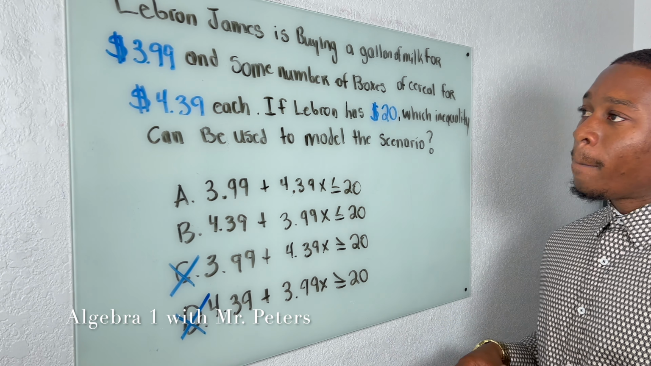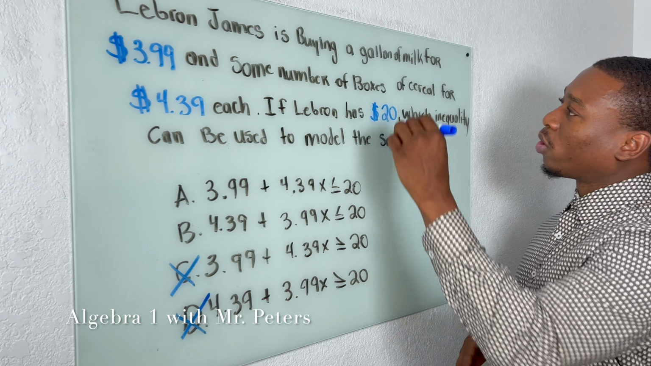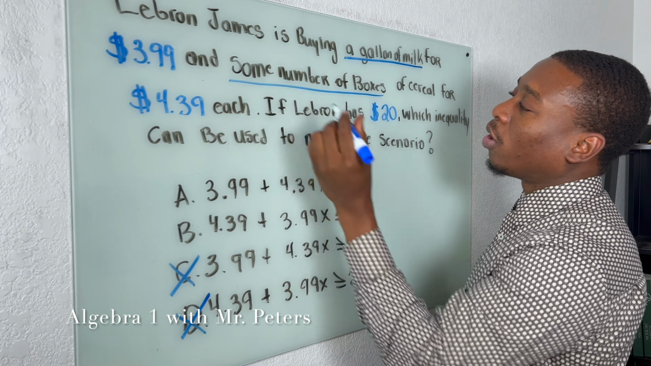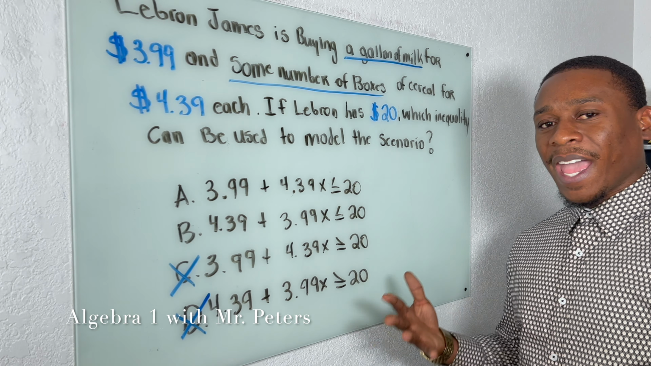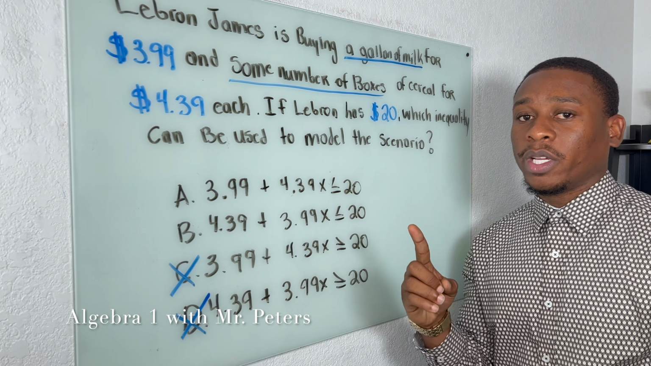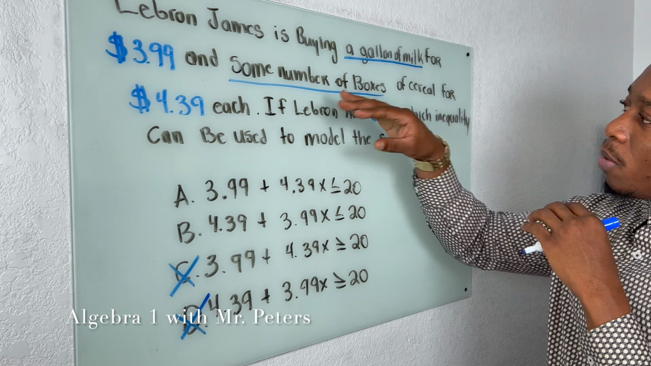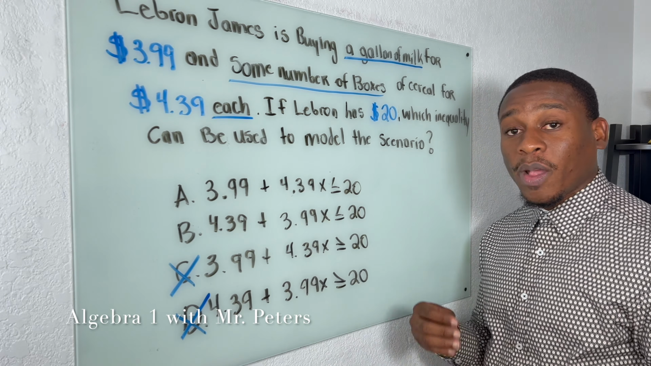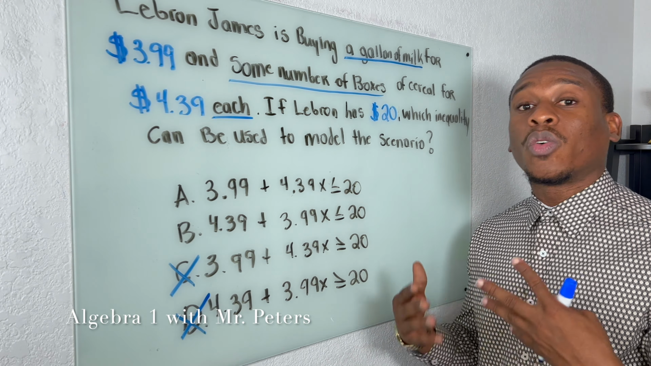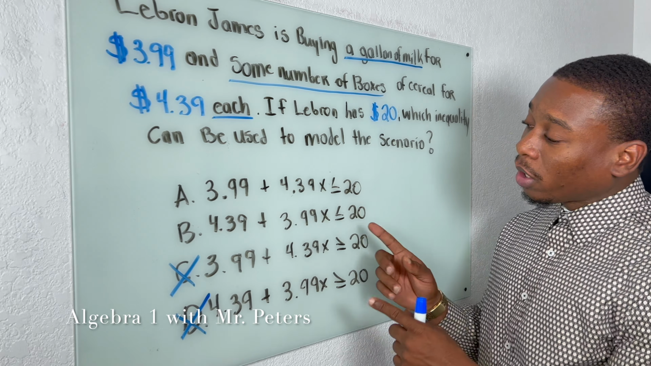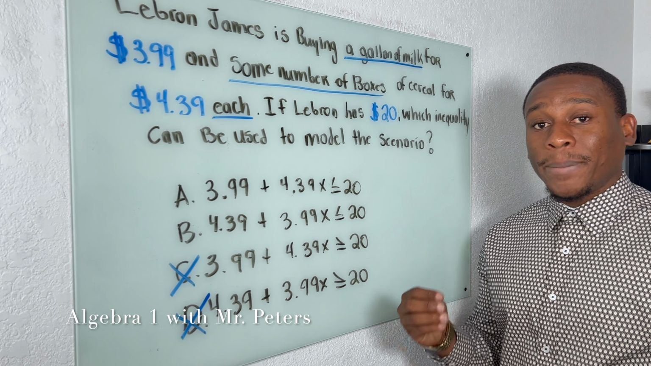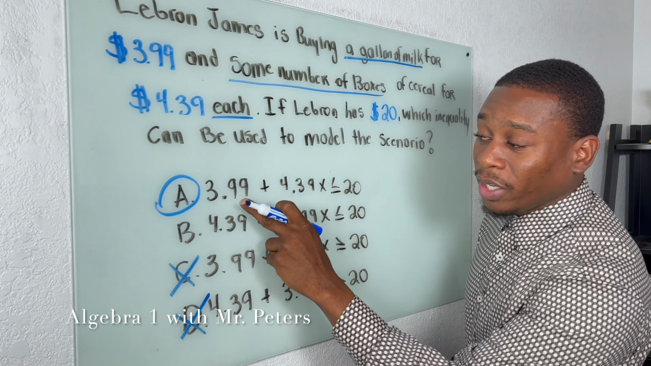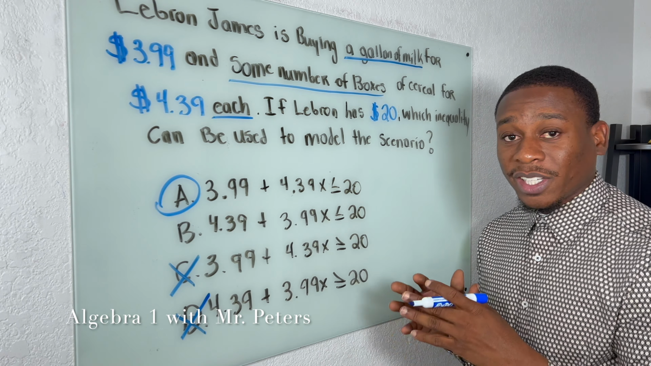Number two, now we go back and let's look at some key words. A gallon of milk and some number of boxes. So a gallon means that we're probably only going to have one. And then when we see some number of boxes, and especially when we see the word each, we should know that we're going to have to use a variable because we don't know the amount. So when I look at my problem here, I think the best answer choice would be A, right? We have 1 gallon of milk, meaning that 3.99 is going to stay the same.